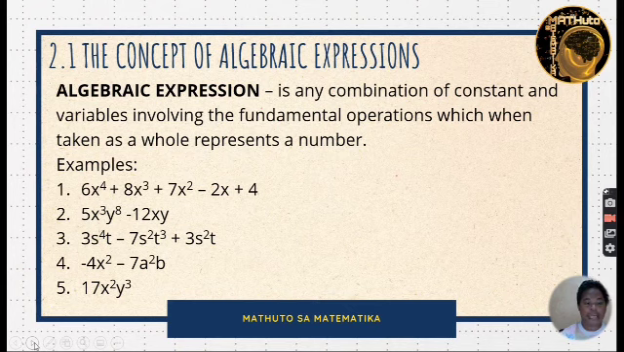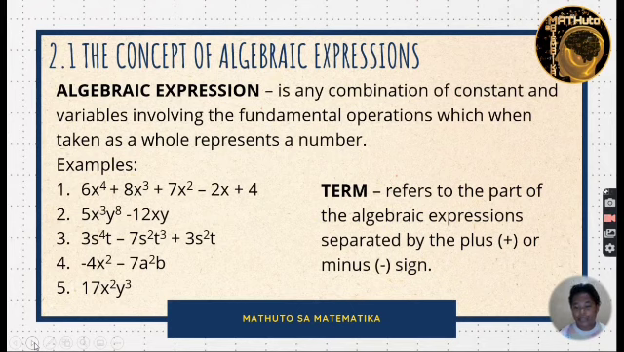6x to the 4th plus 8x cubed plus 7x squared minus 2x plus 4. So, ito po ay mga examples ng algebraic expression, since wala pong equal sign na nakalagay. So, just a combination of constant and variables.